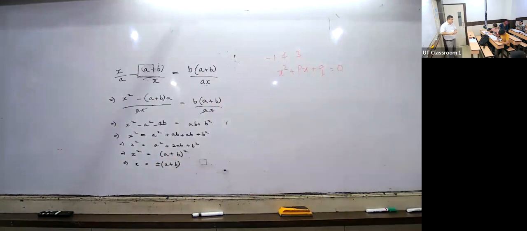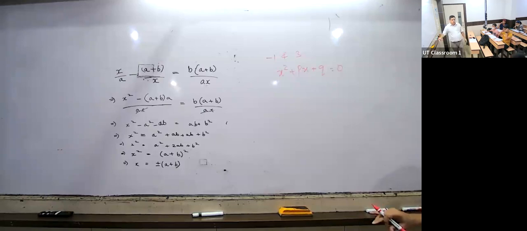Pratik, how to do this one? Sir, x is equal to minus 1 and x is equal to 3. Then we will substitute first x is equal to 1. You will get an equation in terms of p and q. Then x is equal to 3, another equation in p and q. Then you can solve it. Yes or no? Yes, sir.